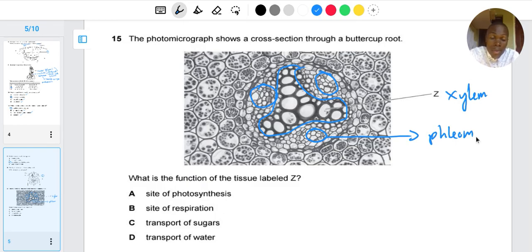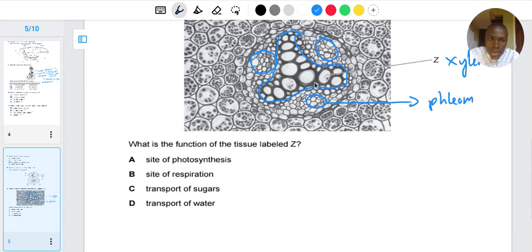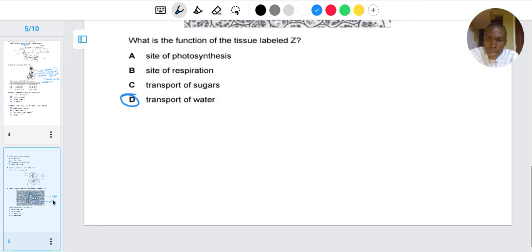So sucrose is the form in which carbohydrate is transported in plants. So meaning to say Z is involved in the transportation of water as well as providing mechanical support, and this one is for translocation of manufactured foods. So what is the function of the tissue labeled Z, which is xylem? I'm just going to say transport water. Okay, let's see the other questions.